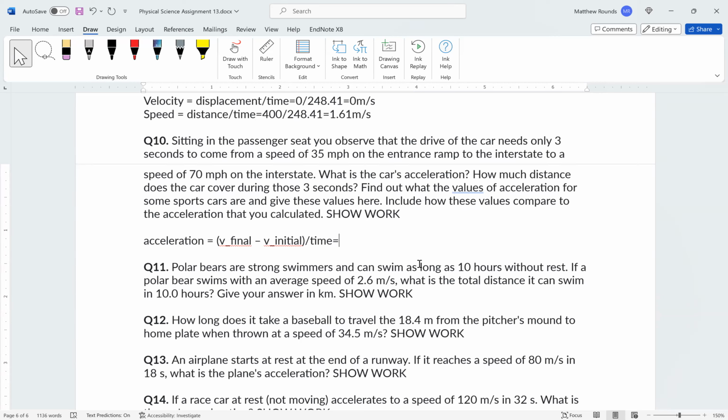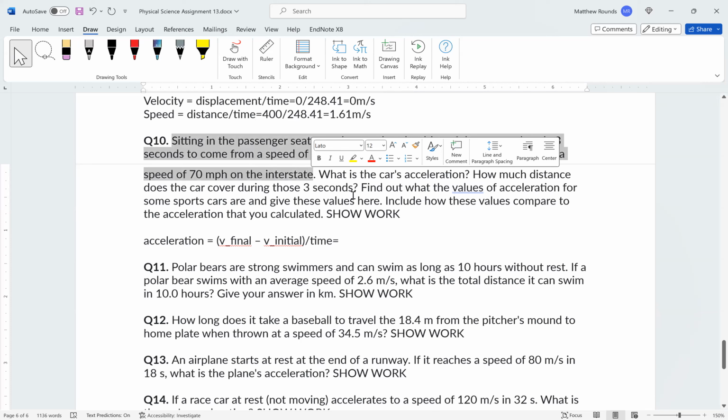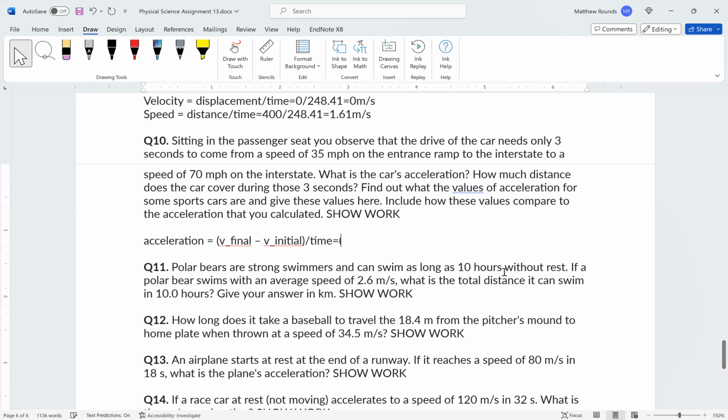I guess what they're wanting us to do is to add the time together and figure out what... Nope, I don't know. I'm just asking what's the final velocity or speed and the initial velocity and speed from that first sentence there. 70 miles per hour. Okay, and what's the initial? There, 3 seconds. Nope, sorry, 35. 35.